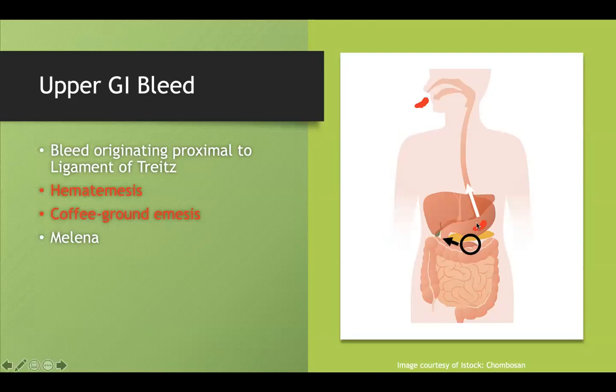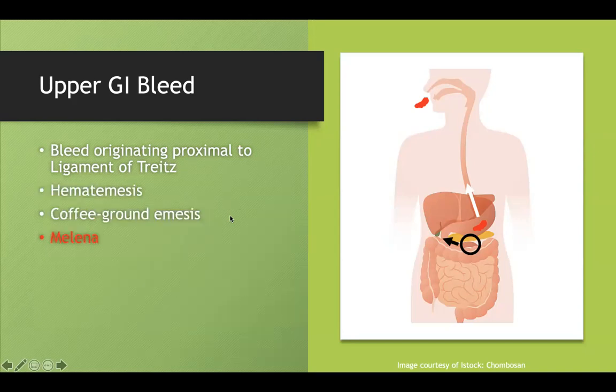And the coffee ground emesis will happen, like let's say you have a bleed here and it goes down and it is able to get digested a little bit in the stomach before coming up. It'll look like coffee grounds in your throw up. And we've already seen this. The melena is if you have enough time to digest all the way through your GI tract, you'll get melenic stools.